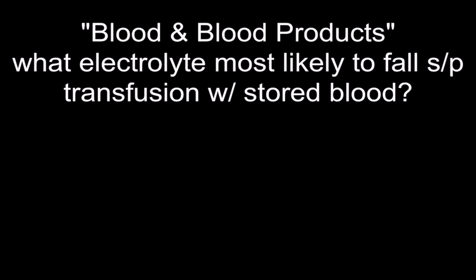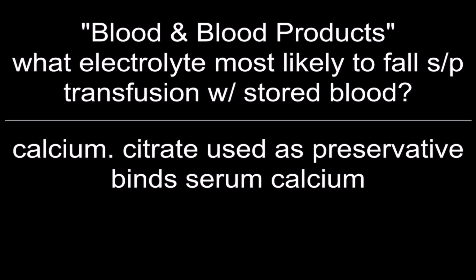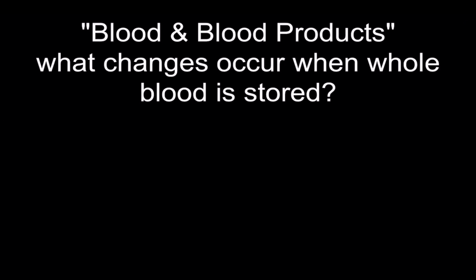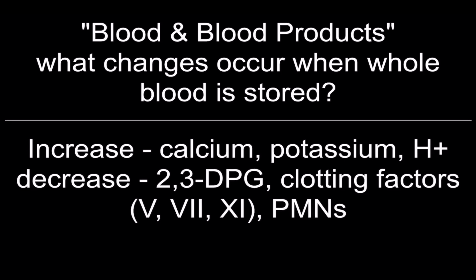What electrolyte most likely falls status post-transfusion with stored blood? Calcium, because citrate is used as a preservative and this binds serum calcium. What changes occur when whole blood is stored? You have an increase in calcium, potassium, and hydrogen, and a decrease in 2,3-BPG and clotting factors, such as factor 5, factor 7, and factor 11, and your neutrophils.